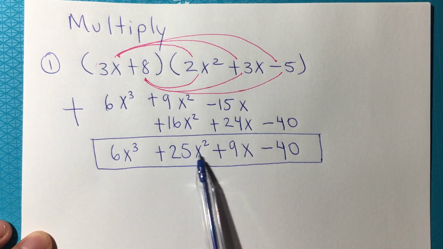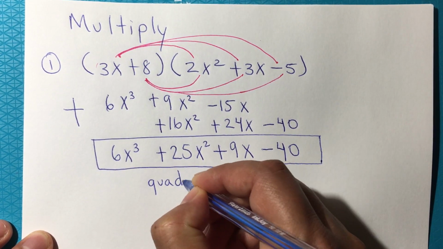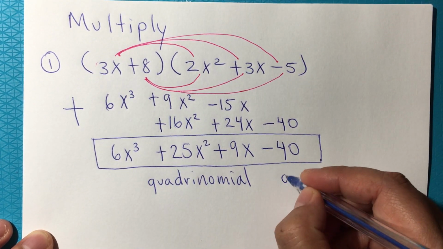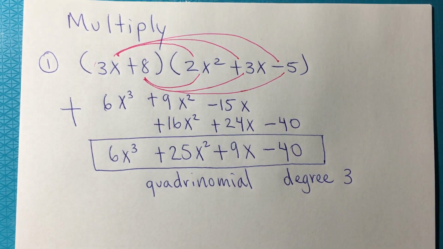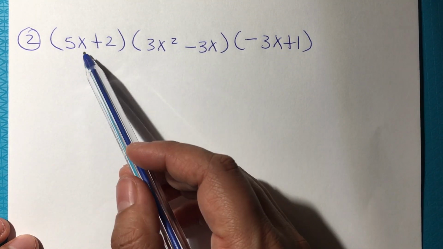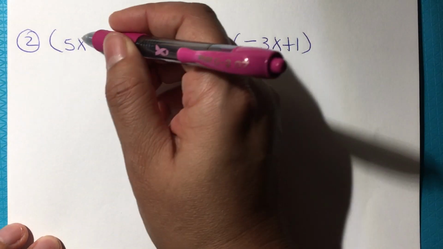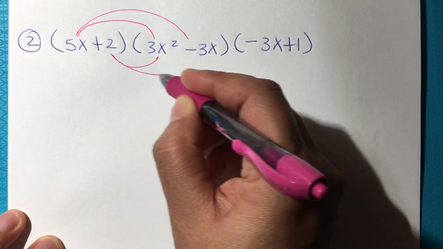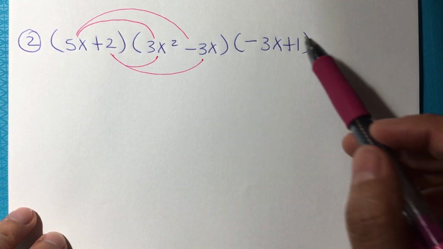And as you can see, we have 4 terms, so that's a quadrinomial. And the degree is 3. Again, the degree is the highest exponent in the result. For number 2, now we're multiplying 3 binomials. The binomial refers to 2 terms. Okay, and again, we're going to multiply first the 5x with each term in here, and then the 2 times each term. And then once we have the result, that result will be multiplied with the last term.